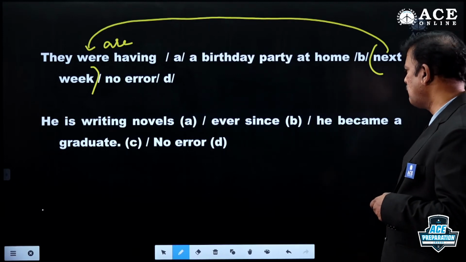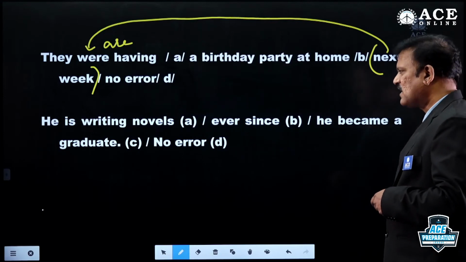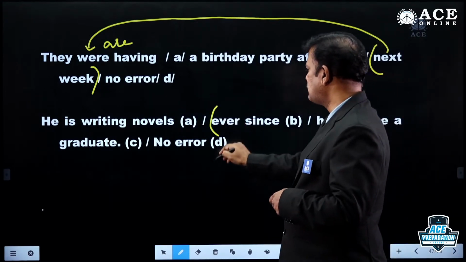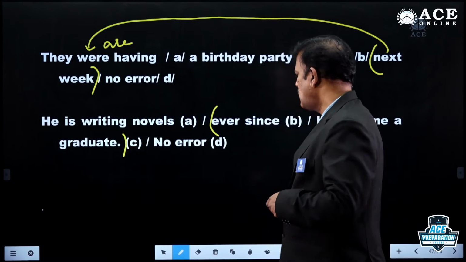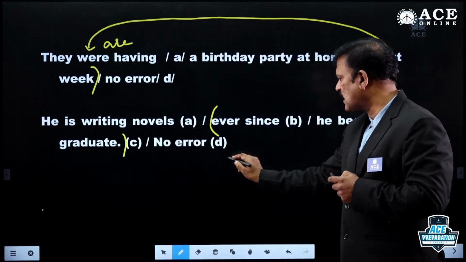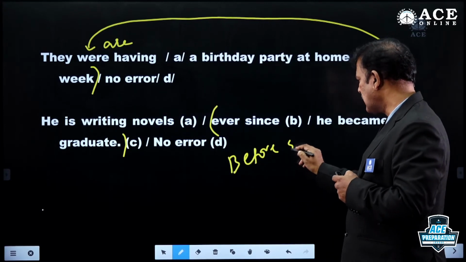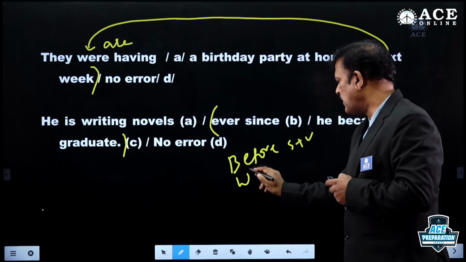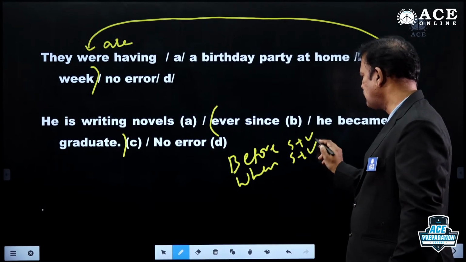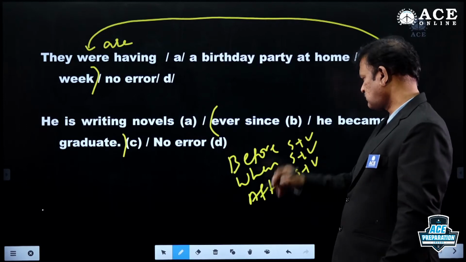He's writing novels ever since he became a graduate. Where is the time indicator? Ever since. Okay, so let me repeat this. Time indicators can be before S plus V, when S plus V, after S plus V.